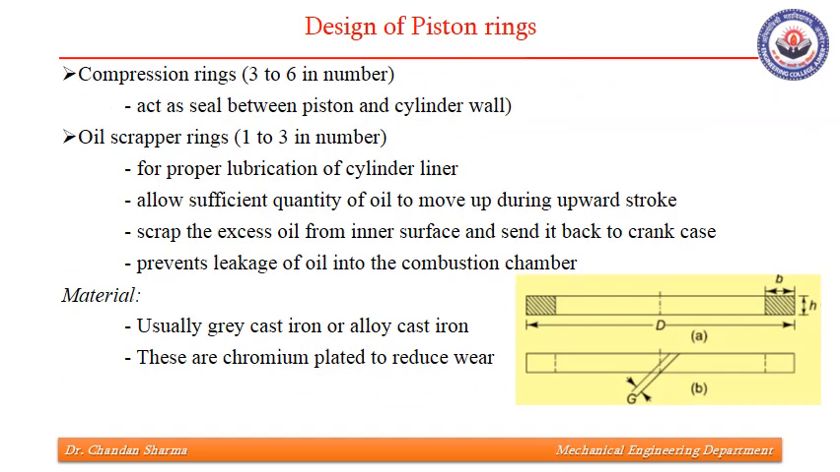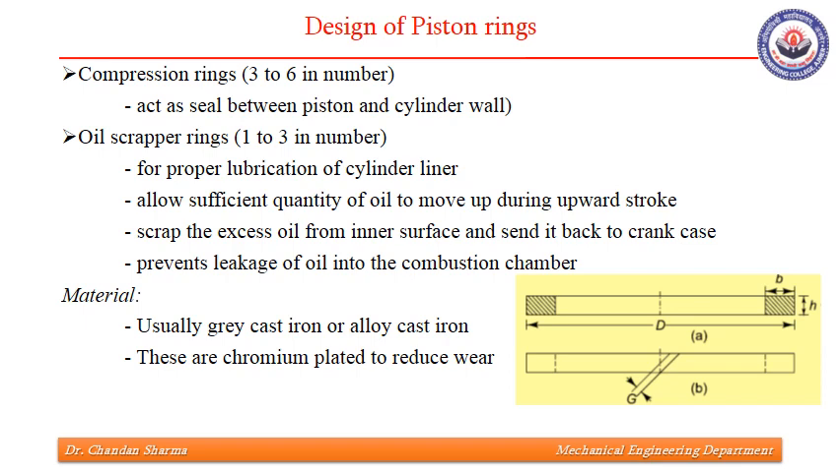Then comes another important part, that is piston rings. Piston rings are classified into two categories. They are compression rings, which are generally 3 to 6 in numbers, and oil scraper rings, which are 1 to 3 in numbers. The purpose of compression rings is to act as a seal between piston and the cylinder wall, and the purpose of oil scraper ring is to provide proper lubrication to the cylinder liner.